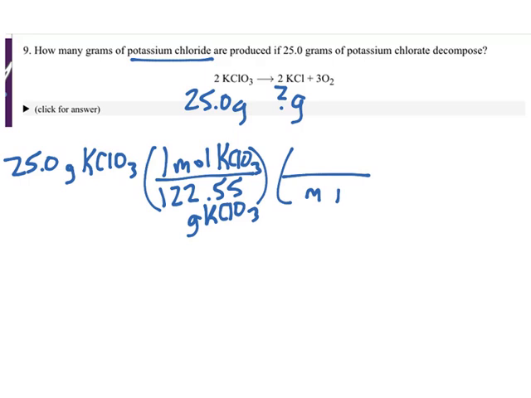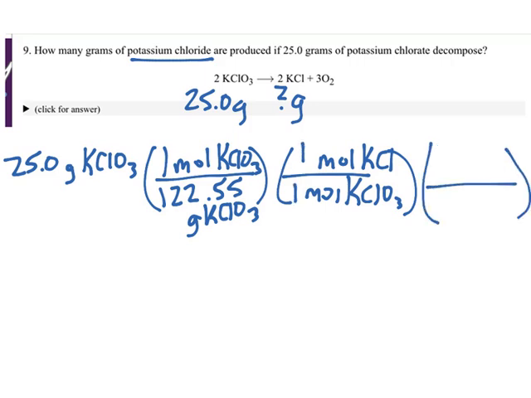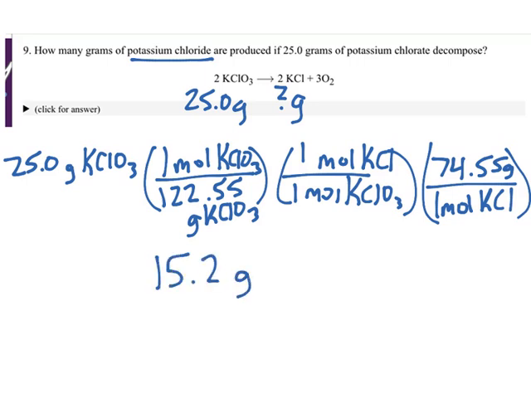On to the mole ratios. I want the mole of KClO3 to cancel. Sorry for the handwriting. I'm going to moles of KCl, and I see it's a 2 to 2 ratio, so that's just a 1 to 1 ratio. We'll leave that just like that. And then 1 mole of KCl, again, we'll need their molar masses. It's 39.1 plus 35.45 for a total of 74.55 grams. Plugging this into the calculator, multiply across the top, divide across the bottom, you get 15.2 grams of KCl.